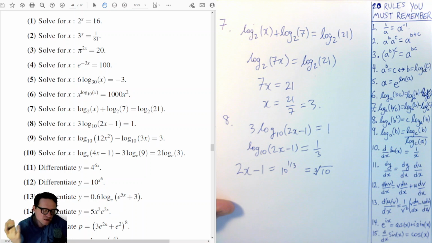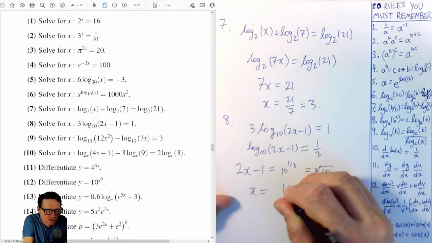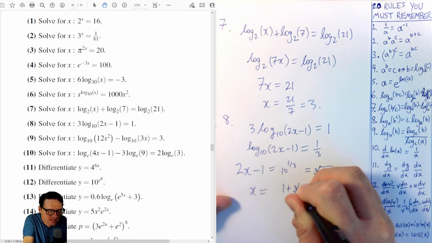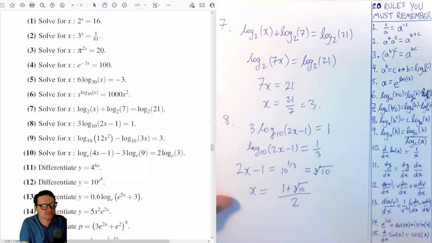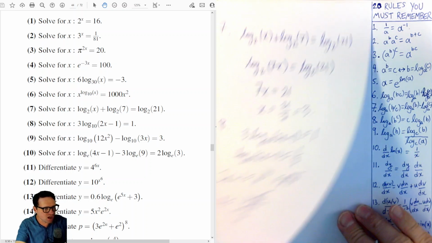Now this, because 2 times 2 times 2 is 8, which is, I guess, near 10, this is 2 point something as a decimal number. Okay, and so now let's finish this off by adding 1 to both sides and then dividing throughout by 2. So we get x is equal to 1 plus the cube root of 10 all over 2. All right, let's move on to question number 9.